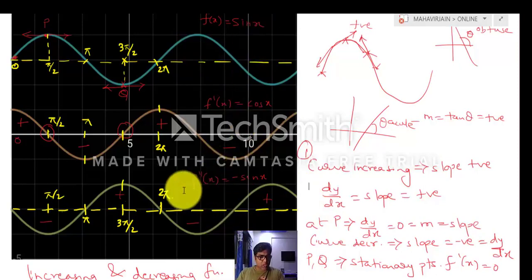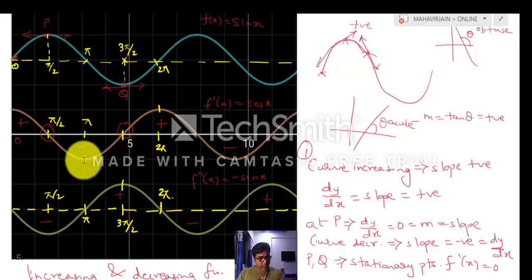So we come to a conclusion that f double dash of x is minus sin x, and you see the minus sin x curve here. Again the same logic, just check out. From 0 to pi by 2, the curve is decreasing. Further from pi by 2 to pi, it is decreasing, right?